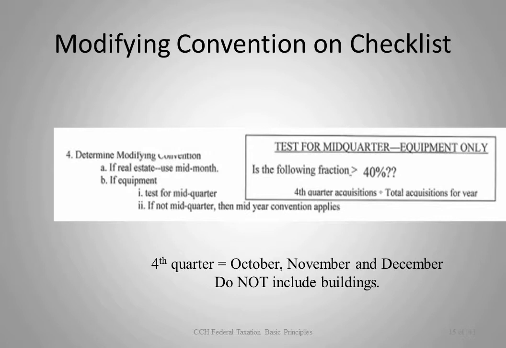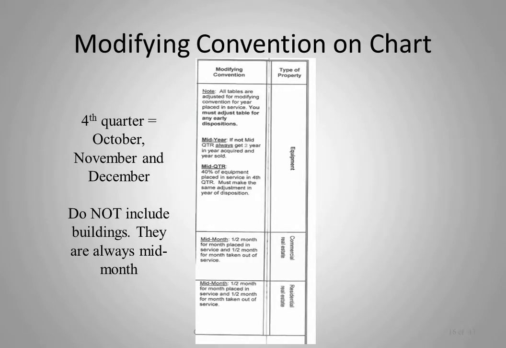The test for mid-quarter is going to take the fourth quarter acquisitions and divide by total acquisitions for the year. To keep our life simple, we're always going to be calendar year taxpayers. So our fourth quarter will always be October, November, and December. So we've got examples coming up. We'll do this on the easy side this time and more elaborate examples when we do depreciation for part 2. Just a reminder that the notes are on the chart, and so it reviews the rules for you.